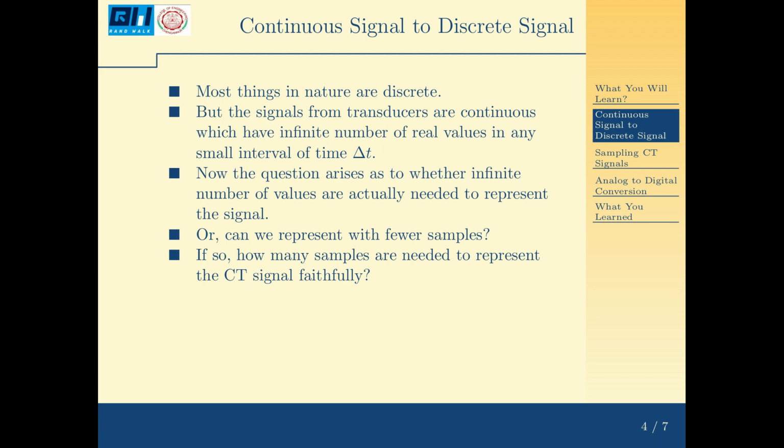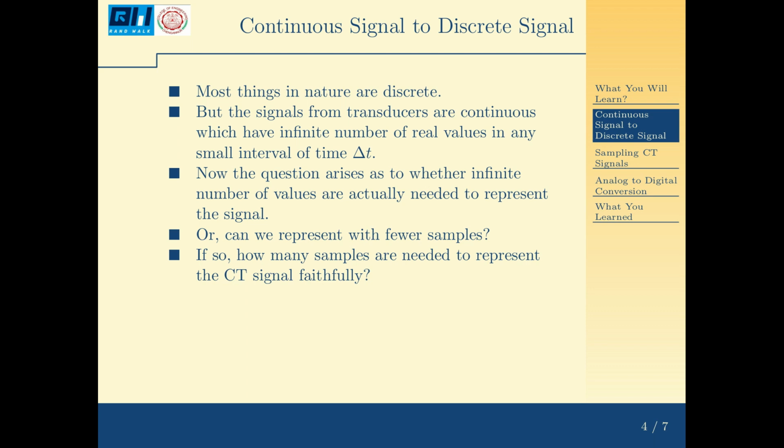Most things in nature are discrete, like you have, say, 10 apples, 4 oranges, so many boys, so many girls. So many things in nature are discrete. But most of the signals from transducers, like cameras, then microphones, etc., are continuous. Seismic sensors, they are all continuous in nature. So they give out an infinite number of real values in any small interval of time, delta t.